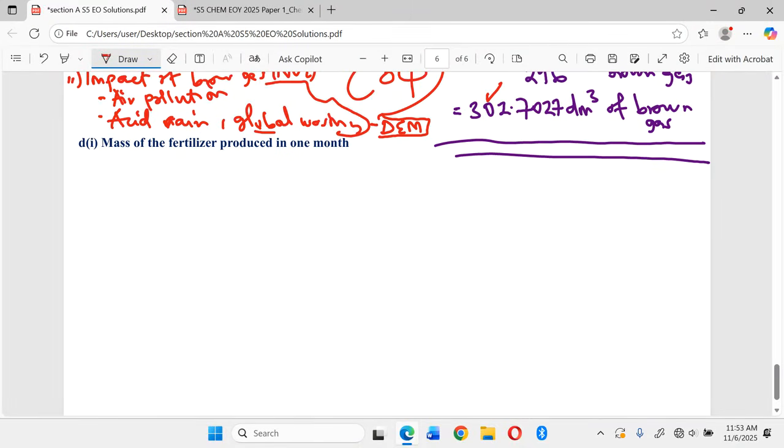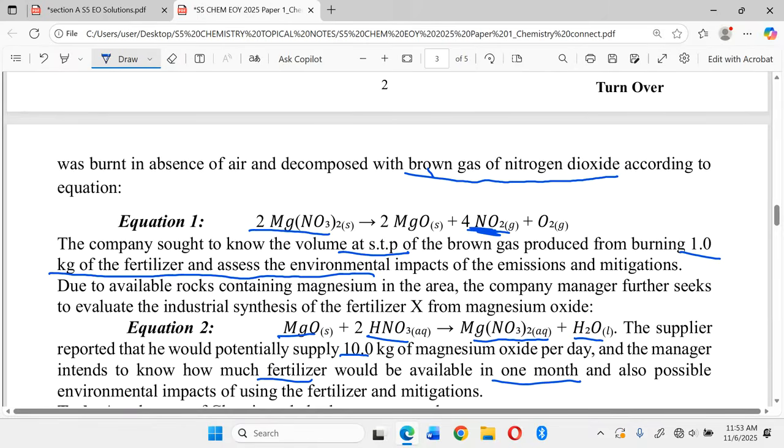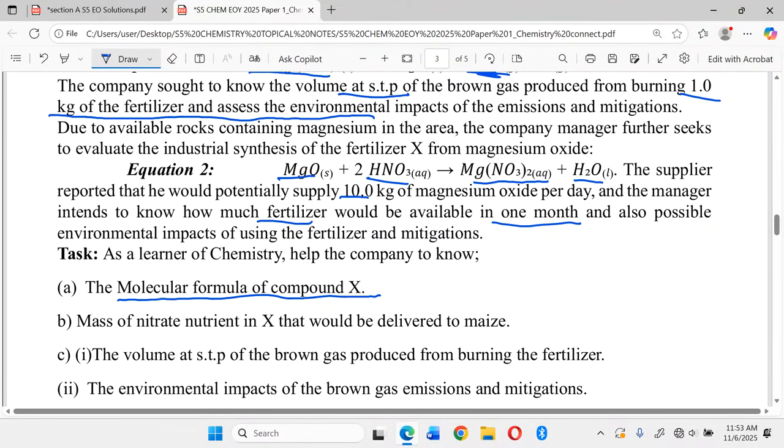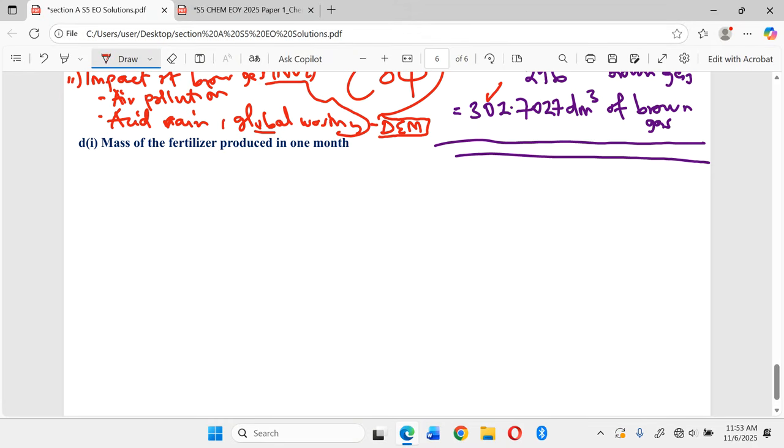Part D, part 1. Now they want us to calculate the mass of the fertilizer produced in 1 month. But you recall in the question, they told us what the supplier can supply in only 1 day. So we can convert that into month. They say that the supplier reported that he would potentially supply 10 kg of magnesium oxide per day, and the manager intends to know how much fertilizer would be available in 1 month. So if they're supplying 10 kg per day, how much fertilizer would be there in a month? So we can do that faster.